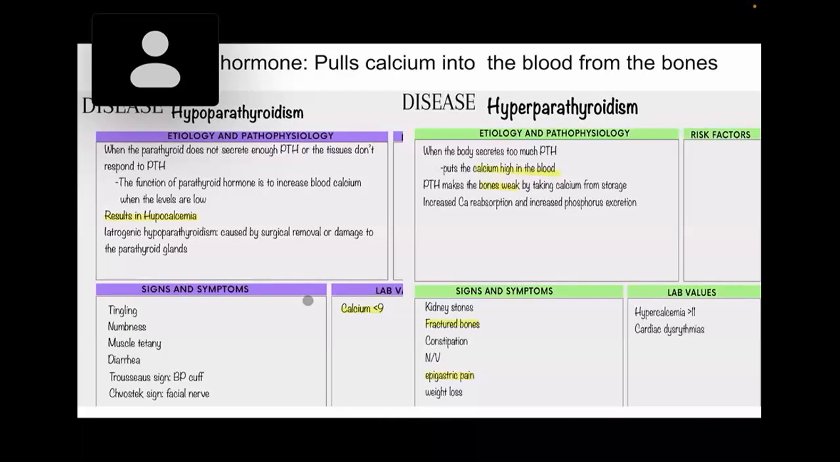A little fun fact, one of our cardiac medications we give is called calcium channel blockers. Calcium is also an important electrolyte when it comes to cardiac electrical activity. So I also want you to note that issues with calcium can also negatively affect the heart.